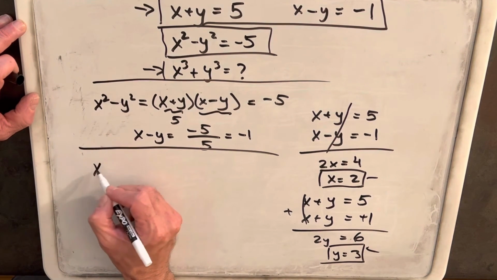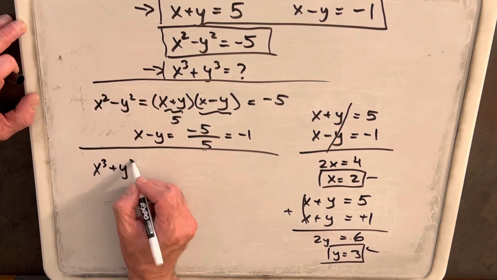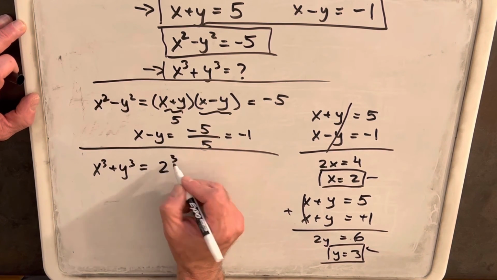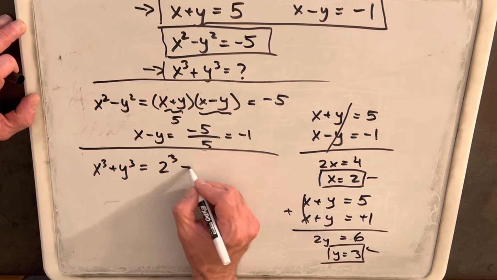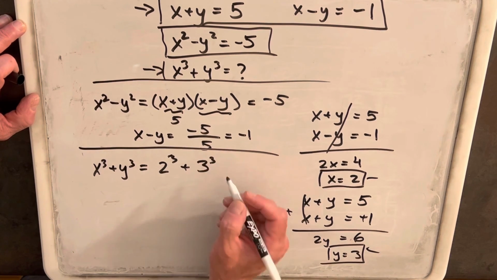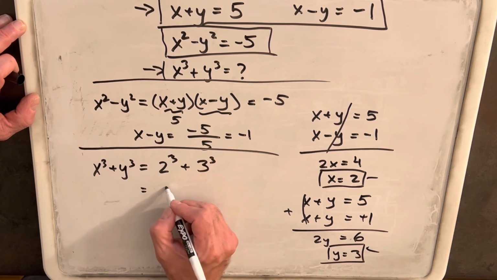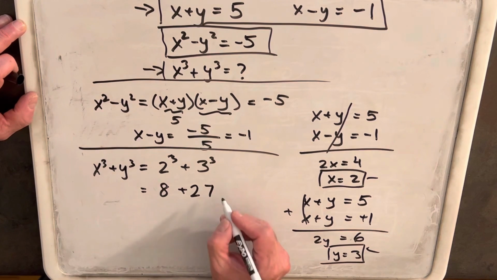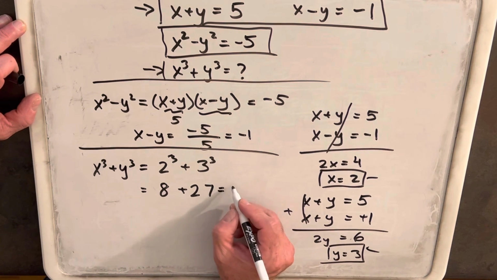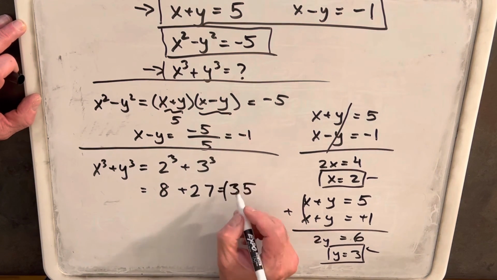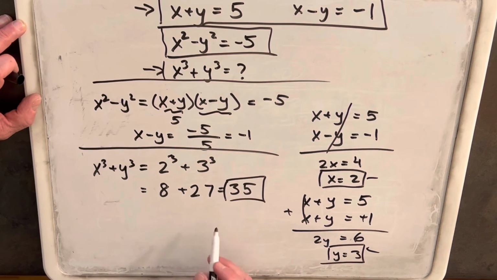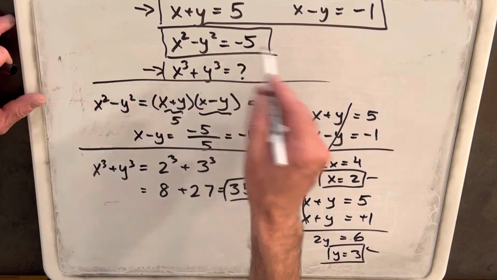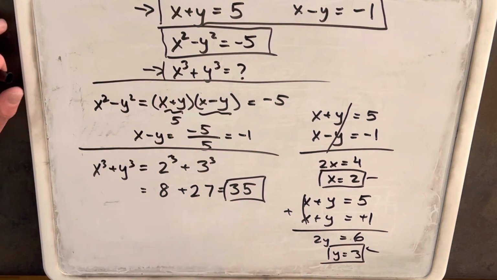So plugging in to x cubed plus y cubed, it's just going to be 2 cubed plus 3 cubed, and this is just going to be an 8, and this is going to be a 27. So our answer is actually 35. I think that's an easier problem than when you have to use the sum of cubes formula and factor and all that. This is, I think, a little quicker.